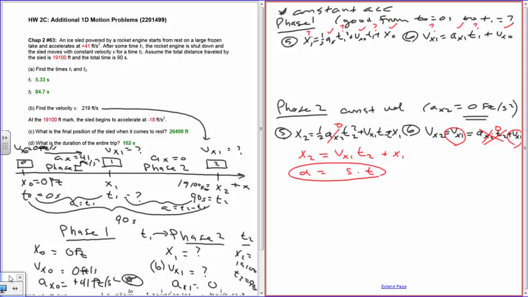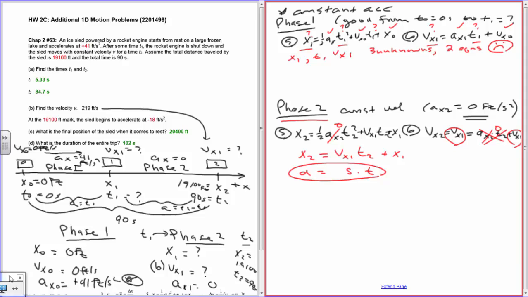So our unknowns here, let me just underline the unknowns. We don't know x1, we don't know t1, right? We don't know vx1, alright? So we've got 3 different unknowns. But we've only got how many equations? 3 unknowns. We've got 2 equations. That's not a good situation.